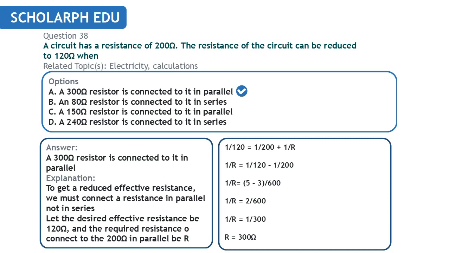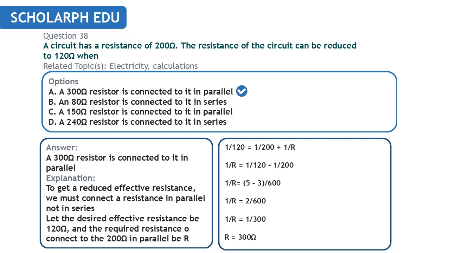So to isolate this here, we are going to bring this one to the other side. We just bring this 1 over 200 to the other side. So that means on this side we are going to have 1 over 120 minus 1 over 200. Then we take the LCM of 120 and 200, that is 600.